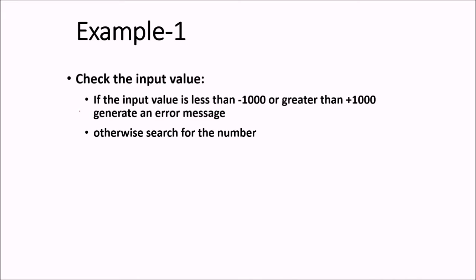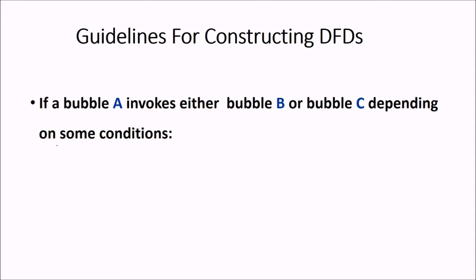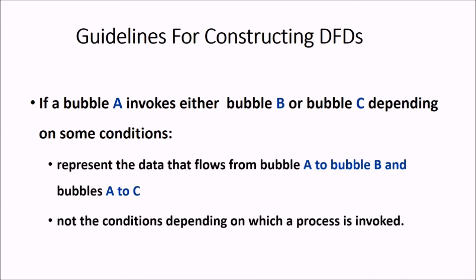Let us take an example. Check the input value. If the input value is less than this or greater than this, generate an error message, otherwise search for the number. This is a context diagram, but you have three bubbles. This is not acceptable, and this is not a good idea. So if bubble A invokes either bubble C or B depending on some conditions, then we will represent the data that flows from bubble A to bubble B and then bubble A to C, but not the conditions depending on which a process is invoked, not the conditions at all.